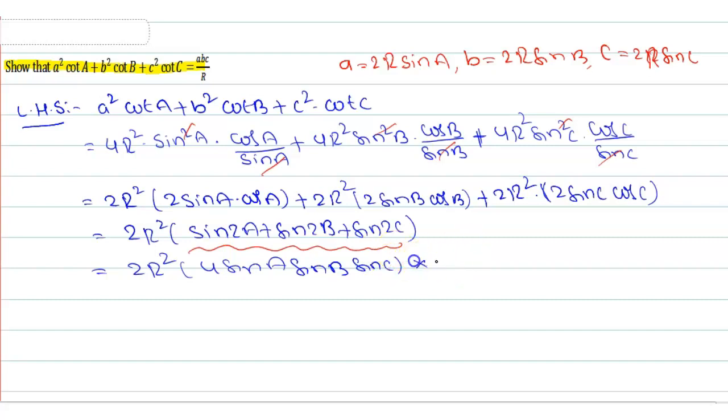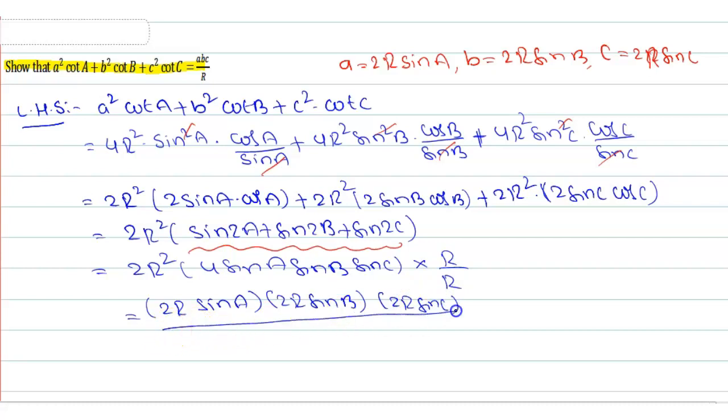Here to get the answer I am multiplying and dividing with R. 4 twos are 8, 8R² is there, 8R² into R is 8R³. That 8R³ I am writing as 2R sin A one pair, and second pair is 2R sin B, and third pair is 2R sin C, by capital R. So here 2R sin A is a, 2R sin B is b, 2R sin C is c. So I can write it as abc by capital R. That is the answer he is asking to show. Okay? Right.